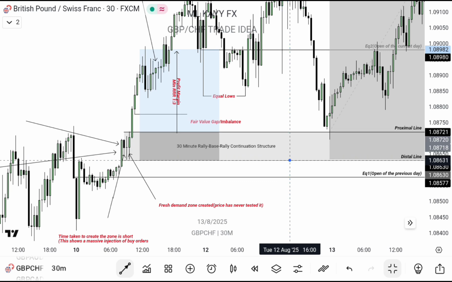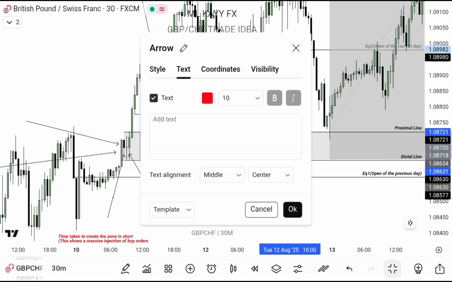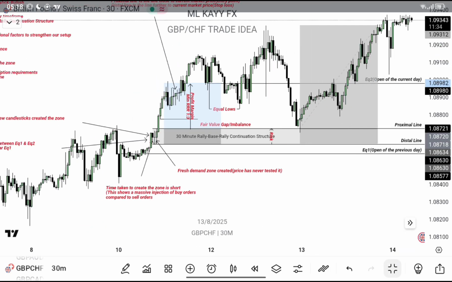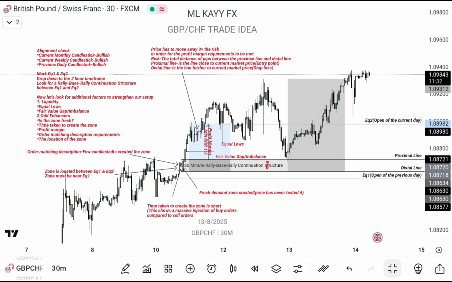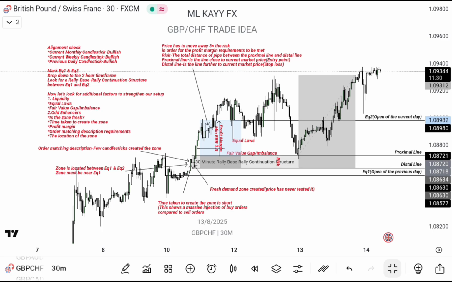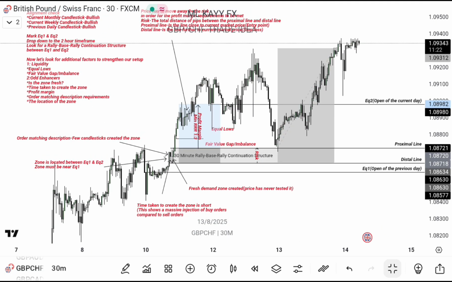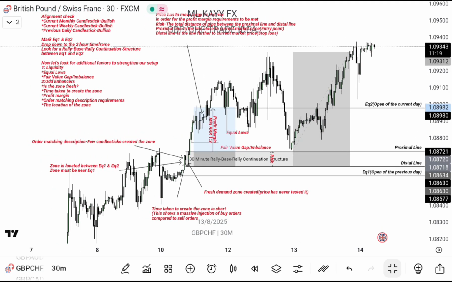So if the distance here is, let's say, 20 pips, our first take profit must be at 60 pips. That's the minimum risk to reward ratio that we go for under institutional order flow. The minimum risk to reward ratio is 1:3. So yeah, that is that from me.